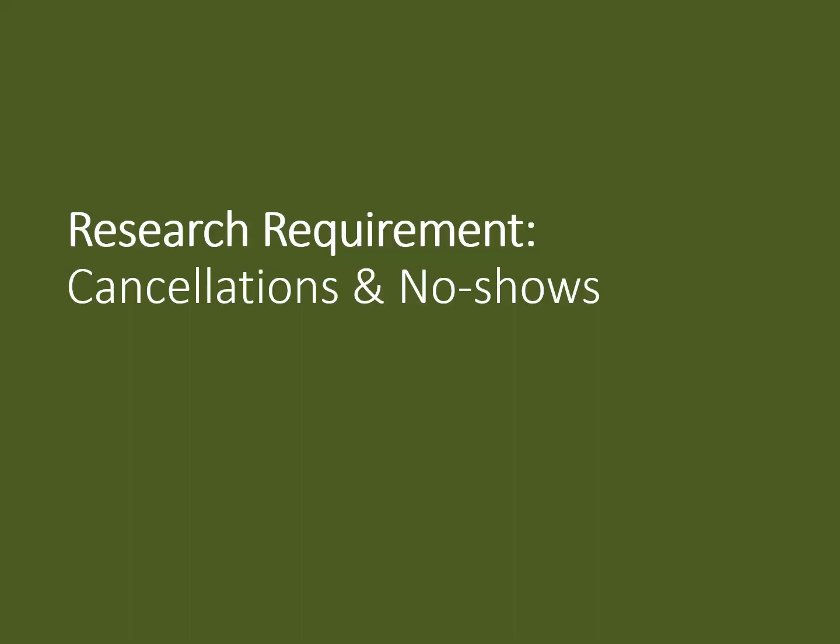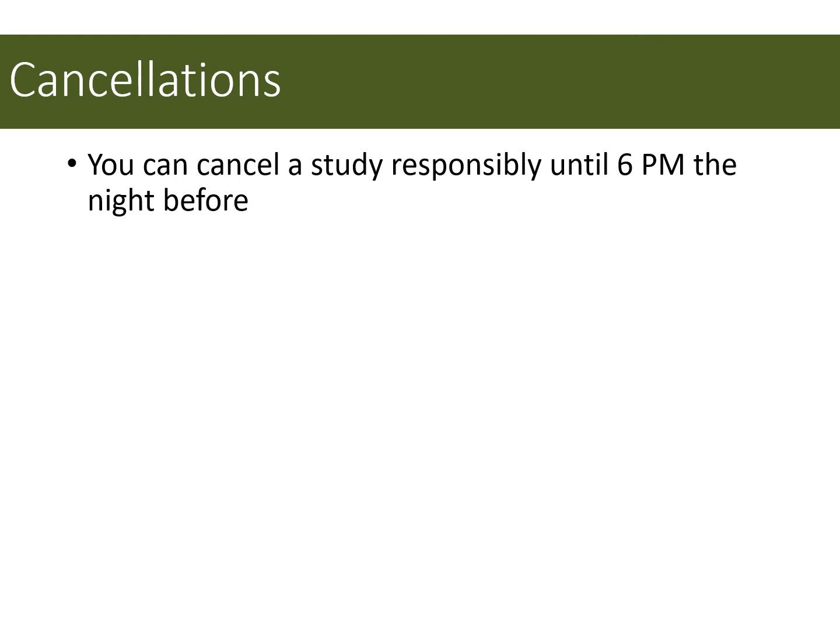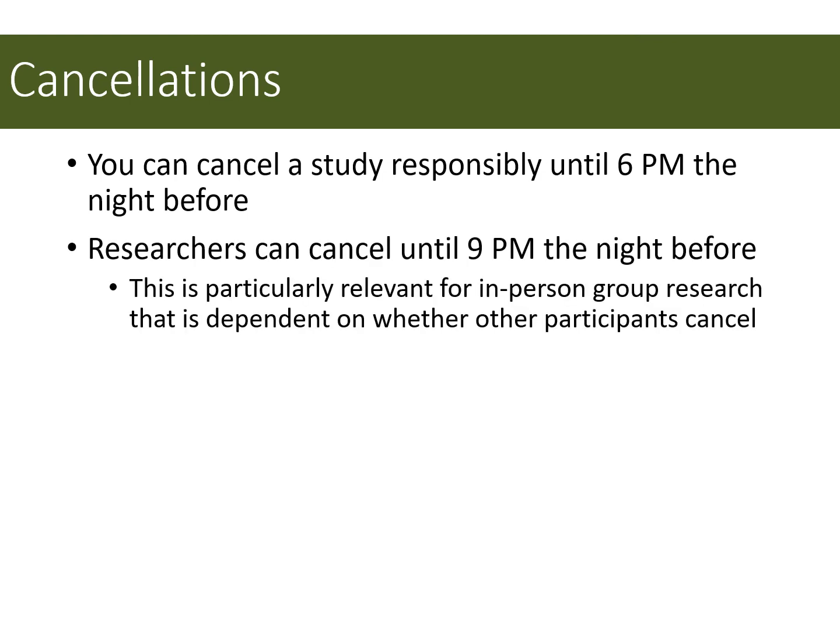Next, we're going to discuss cancellations and no-shows. You can cancel a study responsibly until 6 p.m. the night before. However, researchers can cancel until 9 p.m. the night before. This is to help them conduct group research in which they need multiple people in one time slot, and if someone were to cancel at 6 p.m., they may no longer be able to conduct their research, and that's why they have more time to cancel on you up until 9 p.m. So you'll need to be able to check your email up until 9 p.m. to make sure that your time slot hasn't been canceled by a researcher.